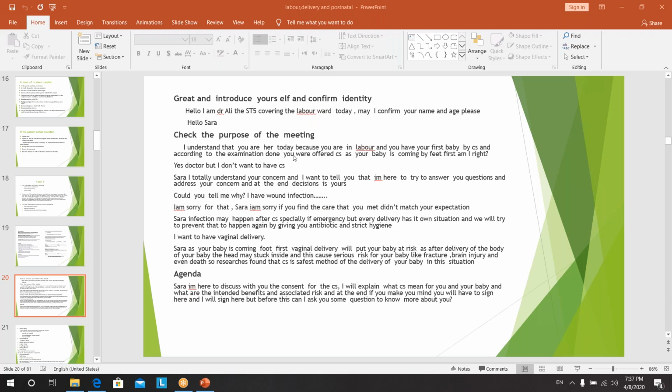So, in checking the purpose of the meeting, you will check that the patient is now in labor and her baby is coming feet first, and she was offered a cesarean section. The patient will say, no, I don't want to have a cesarean section. So you have to ask her why. After respecting her autonomy and reassuring the patient about it, ask her why, and she will say that she had a complication.